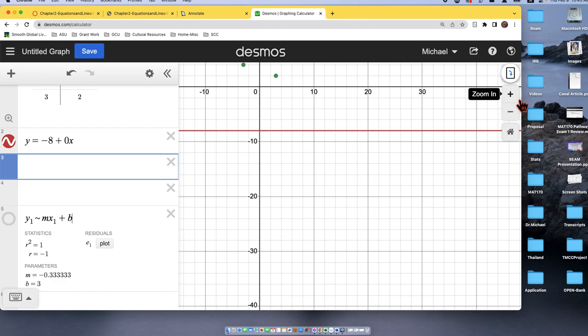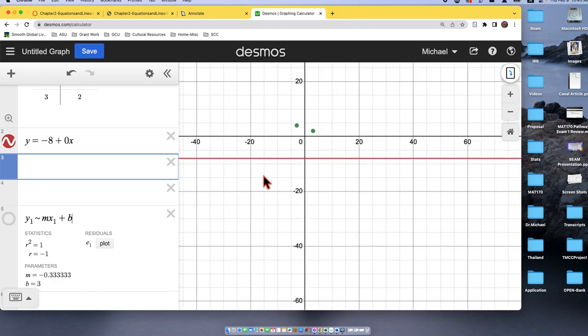Or you could come over here and zoom in and out. And it's got a lot of features. And the main thing is being able to do this. So this is the part you're probably going to want to write down. This little equation, the little tilde especially. However, I'll give you a little hint.